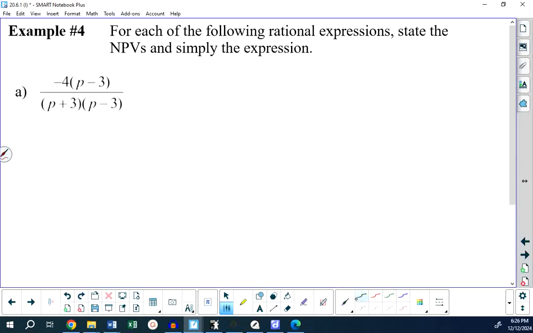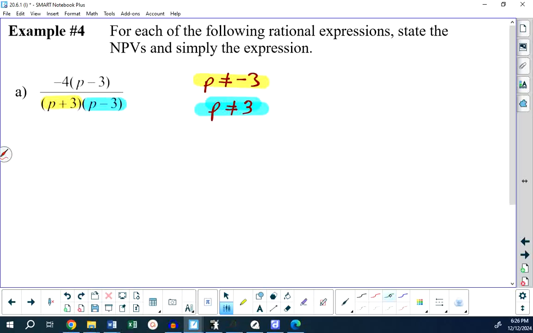So example 4, this is the heart of the lesson. For each of the following rational expressions, state the non-permissible values and simplify the expression. Well, because of this factor, p is not allowed to be negative 3. Because if p is negative 3, that factor in the denominator becomes 0, which means the denominator becomes 0, and that's not allowed. This factor tells us that p is not allowed to be positive 3, because if it is, then that blue factor is 0, and then the whole thing is 0 in the denominator.